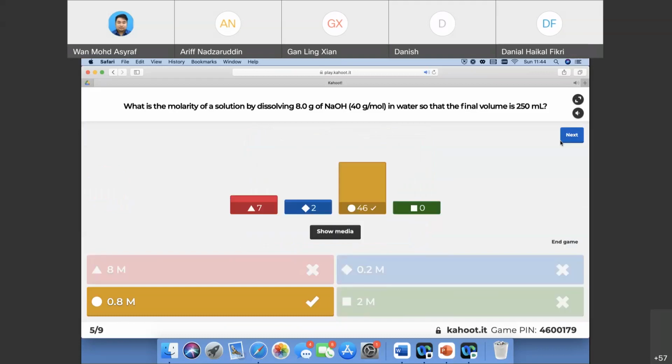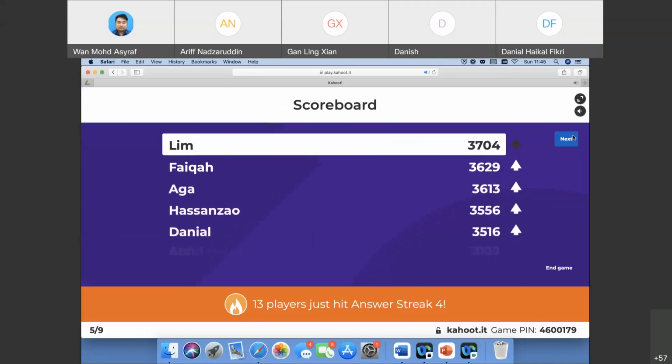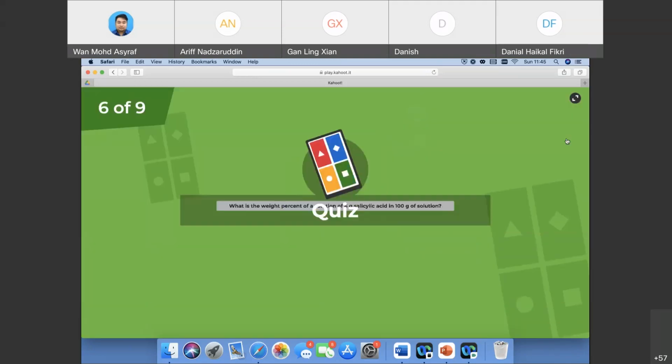Alright, so 46 of you got it right. Yes, 0.8. Okay, so basically sama sahaja. 8 gram divided by grams per mole, you got number of mole, and then you divided it by 250 mil, but it needs to be in liter, so 0.25 liter. Okay, right. So the fastest one. Okay, so next question.